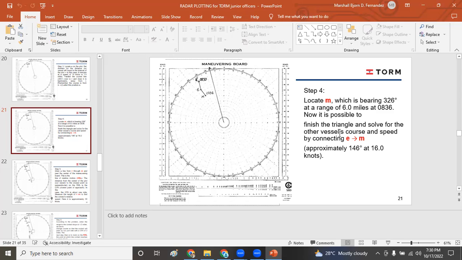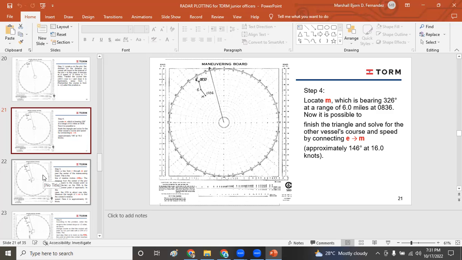Okay? So given na lahat, ERM, then therefore, you already have your plotting triangle. You can solve for the own force for the other vessels or target's vessel force and speed by connecting E to M because your E to R is your own force and speed. Your R to M, it's the relative motion line or target's relative course and speed. Relative, ha? But your E to M is your target's true course and speed. So dito na darating sa part natin, which is relative and which is true. Understood? Yes, sir.